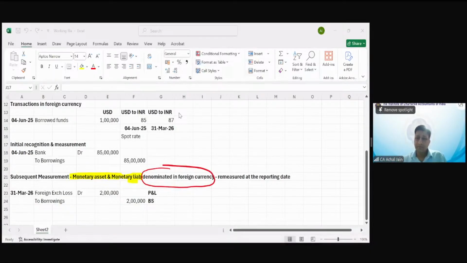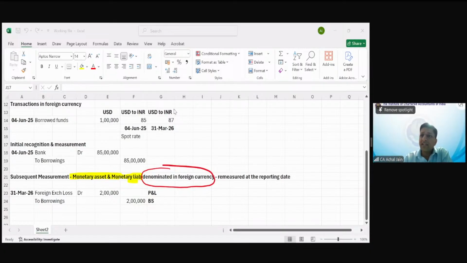Sir, in case a company follows cash basis of accounting, is it still required to follow AS 11? No, can a company follow cash basis of accounting? So that will be incorrect. The accounting standard will not talk about incorrect things or something which is not permissible, isn't it? Okay, sir. Thank you, sir.